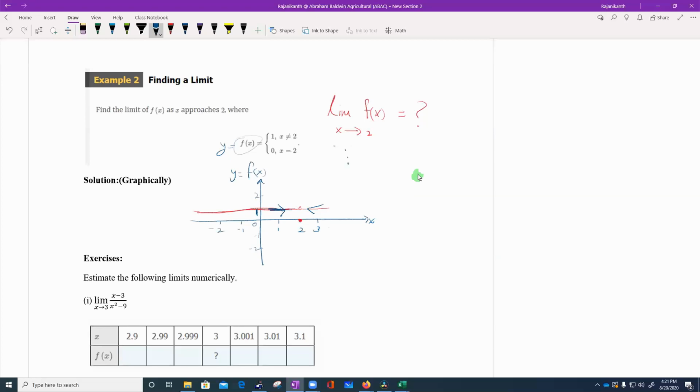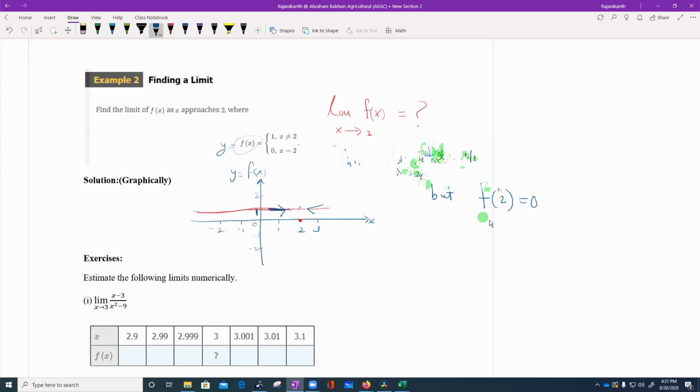Thus, the limit of the function f(x) when x approaches 2 is 1, but the function evaluated at 2 is 0. No confusion, okay? Two different values now. Function value is 0, but the limiting value of the function when x approaches 2 is 1. Okay, so you may have two different values.